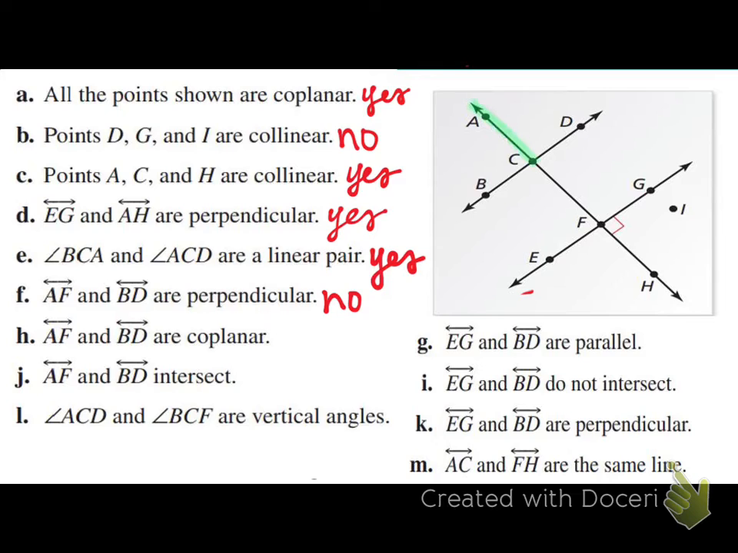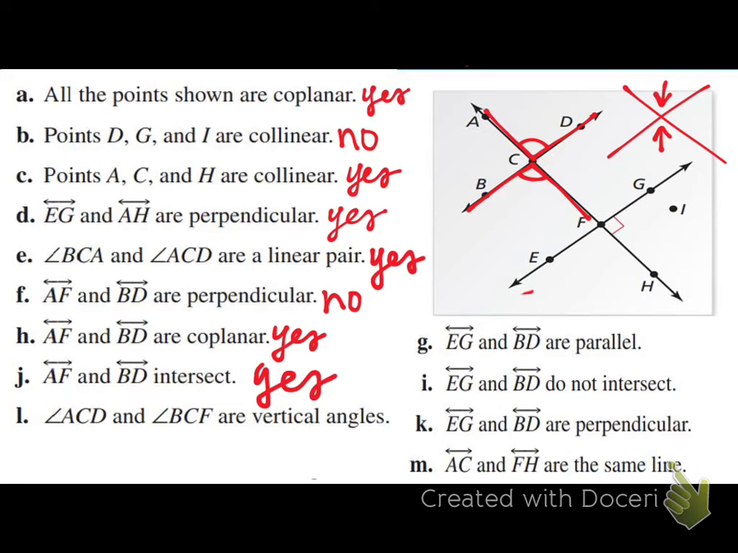So AF and BD are coplanar. Do we agree? Are they on the same plane? Yes. They are. So yes. AF and BD intersect. Yes. ACD and BCF are vertical angles. So vertical angles are formed by two straight lines, and they are located across from each other. This is a yes.